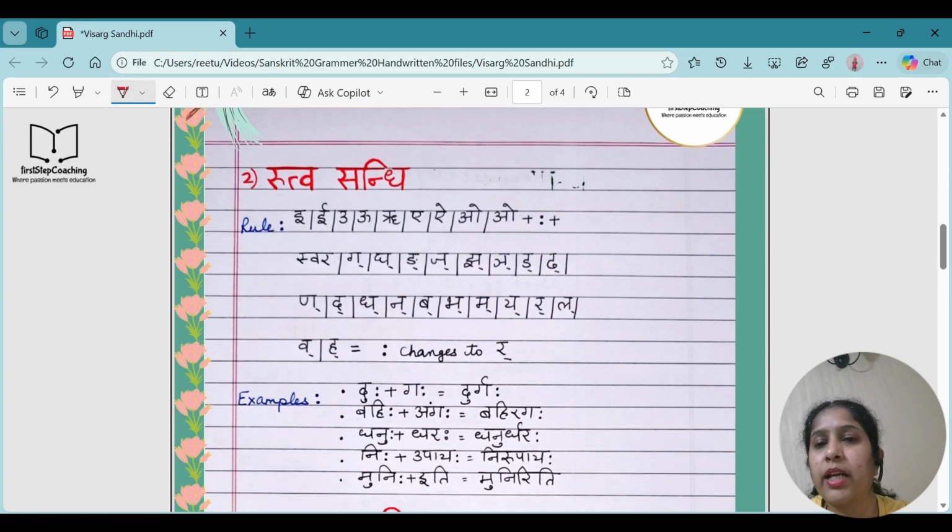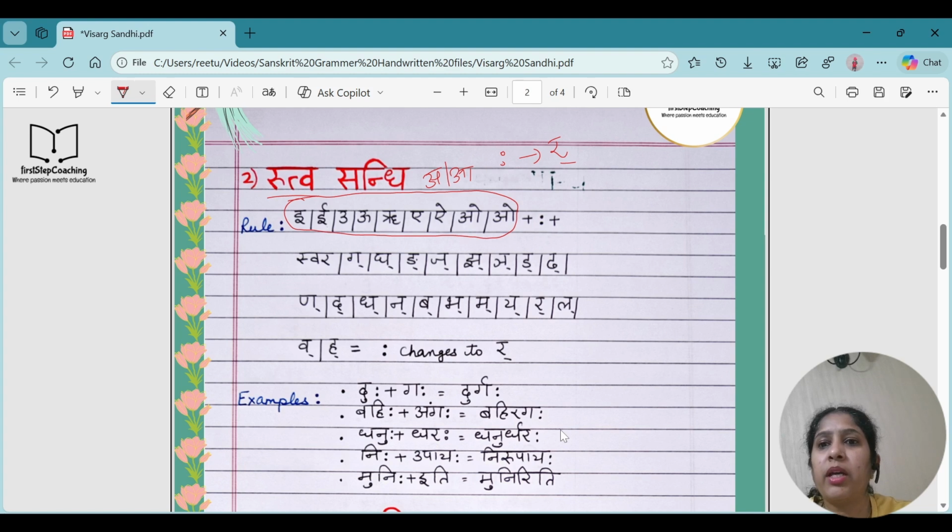Then we can go for the second type of Sandhi, which is Rutva Sandhi. In Rutva Sandhi, the visarg changes to ra. In Utva Sandhi, the visarg was changing to u. Here in Rutva Sandhi, the visarg will change to ra. Now let's see the rules for this. The first word should end with any swar other than a or aa. The word should not have the a matra or the aa matra. Other than that, it can have anything.